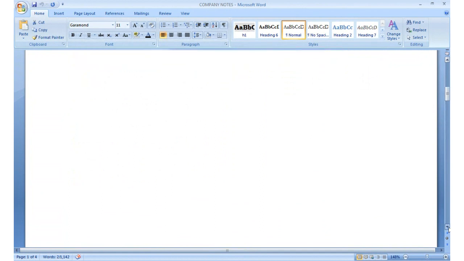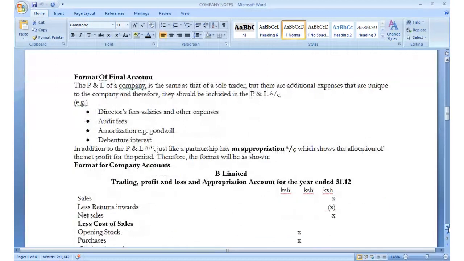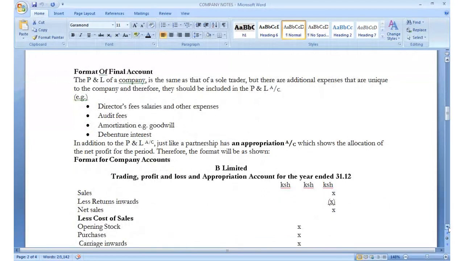Now let's go to the next discussion, which is now our concern: the format of the company accounts. What is different from what we already know? We know that there must be a profit and loss account, because a company is still a normal business whose objective is to make profit. We are told the profit and loss account of a company is the same as that of a sole trader, but there are additional expenses that are unique to the company.